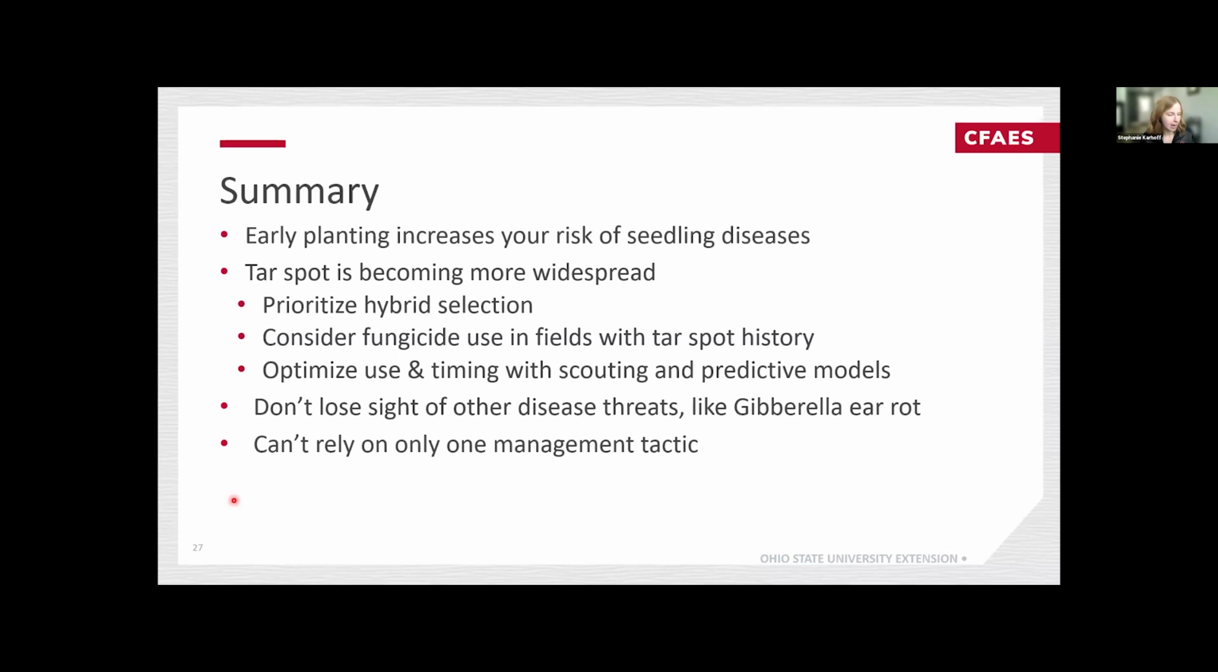And then lastly, early planting, it can increase our risk of seedling diseases, but in my opinion, that's not a barrier to maybe gaining the benefits of that early planting from a yield or agronomic perspective. It just means we need to shift our management and our perspective and prioritize possibly that seed treatment, or avoiding fields that we know are going to lie wet and have poor drainage that's going to promote some more of that seedling disease infection.